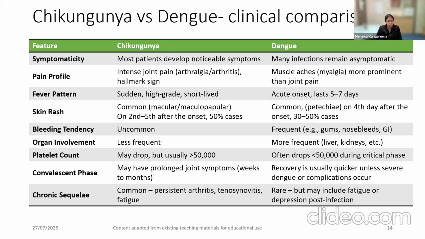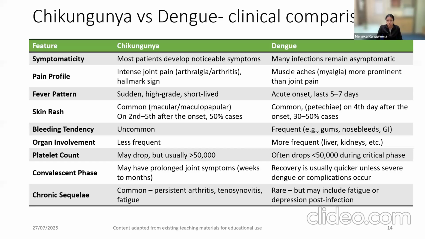Some of the main things: in chikungunya, the hallmark feature is intense joint pain, whereas that is not so common in dengue, where myalgia is more common. Chikungunya is associated with sudden onset of fever. Skin rash is common in both cases. There is less of a tendency of bleeding or other organ involvement in chikungunya compared to dengue. Although we may see a drop in platelet count, it is likely to be much worse in dengue. And chronic sequelae are much more common in chikungunya than dengue.